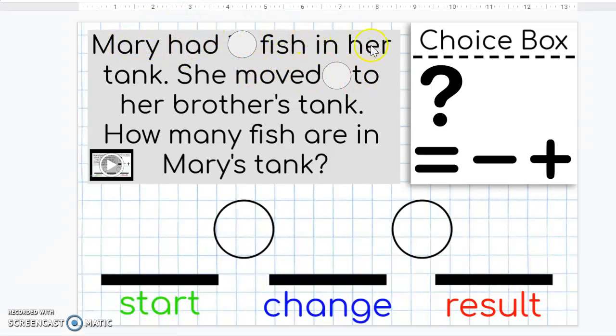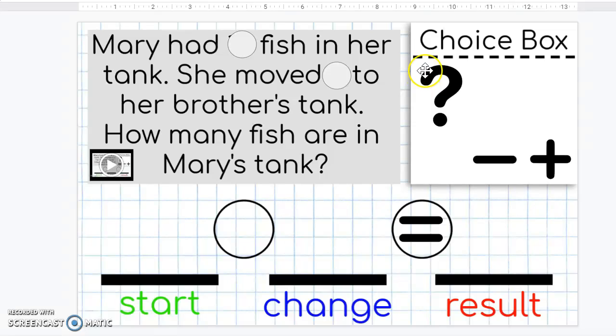Mary had blank fish in her tank. She moved blank to her brother's tank. How many fish are in Mary's tank? Now over here I have a choice box. These are all of my symbols that I might have to use. I know my equal sign goes in this circle, so I'll go ahead and move that over. Then I have to figure out, am I adding or subtracting?